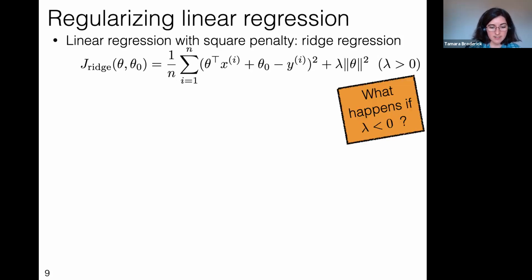Incidentally, and this is a question for the chat, what happens if lambda is less than 0? Should we sometimes set lambda less than 0? Would that be a good idea?